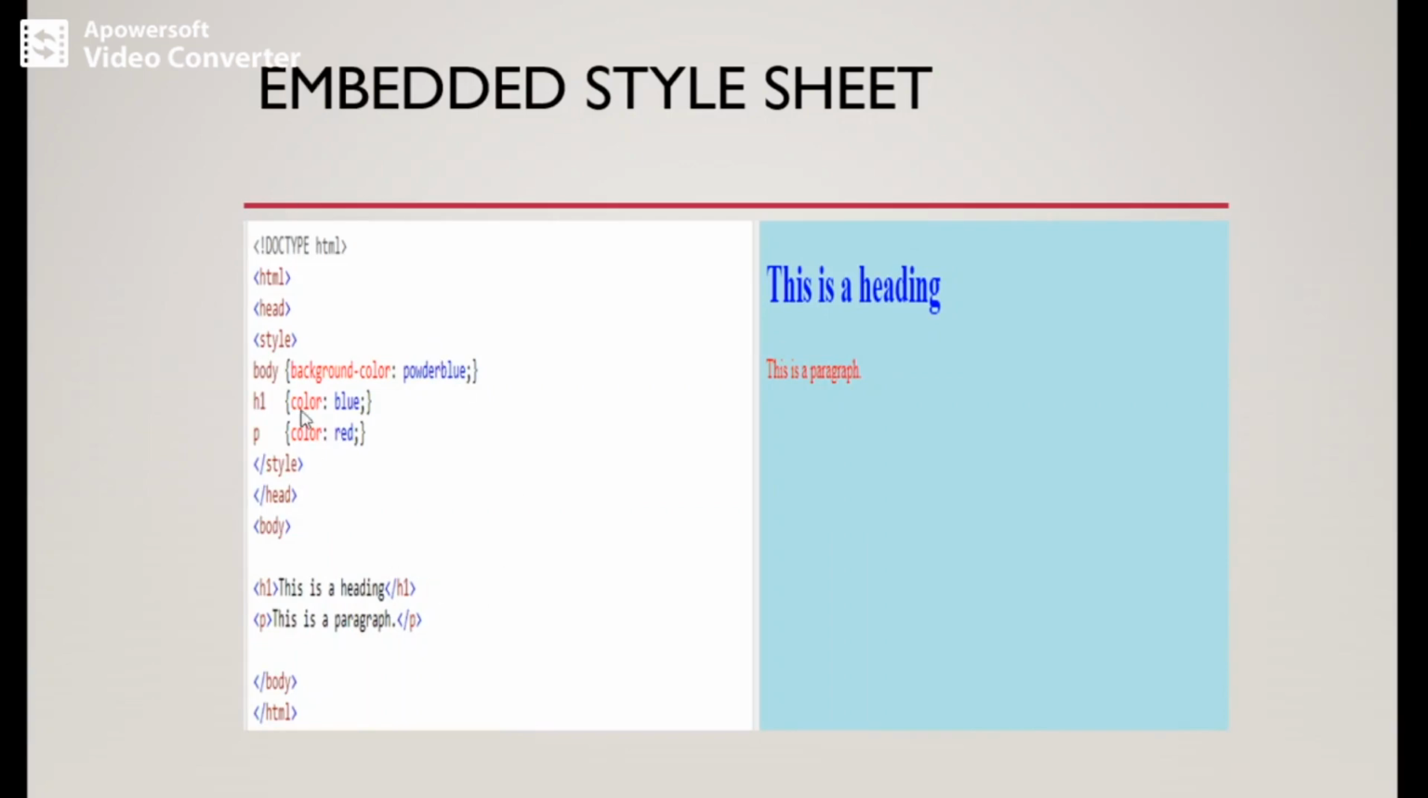This is your HTML page. Inside this you are embedding the CSS style. So you have to specify the style element, then body. So body background color, then h1 tag color, p tag color. Here you are specifying what heading h1 is, what p is. Here you can see the background color is set to blue. Then your heading tag is set to blue, whereas paragraph tag is red in color.